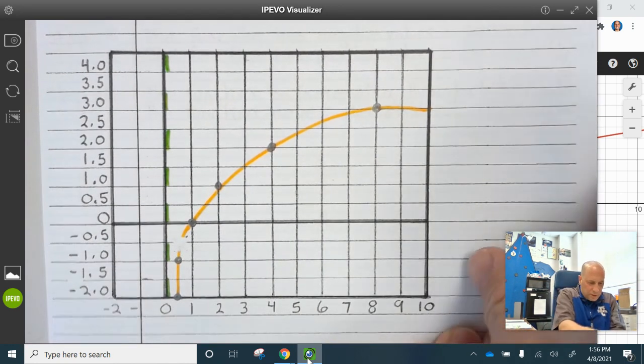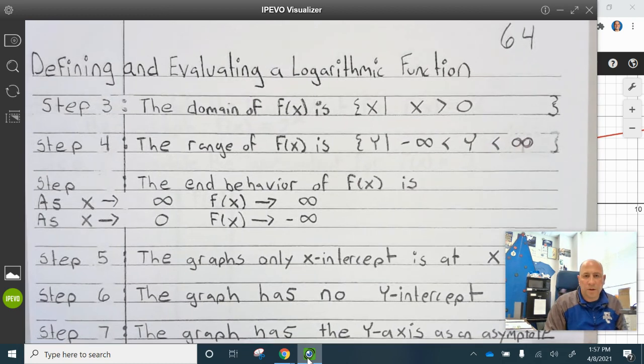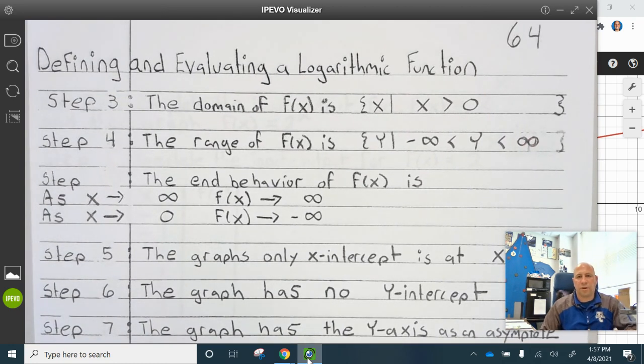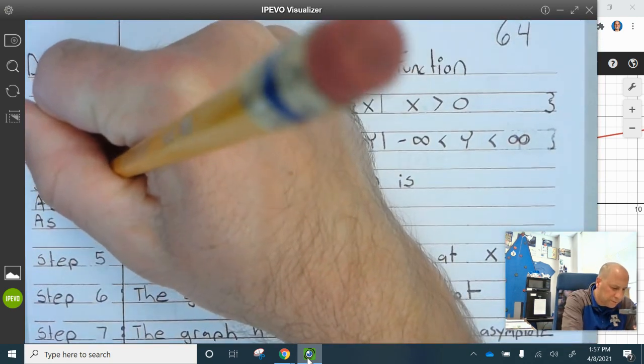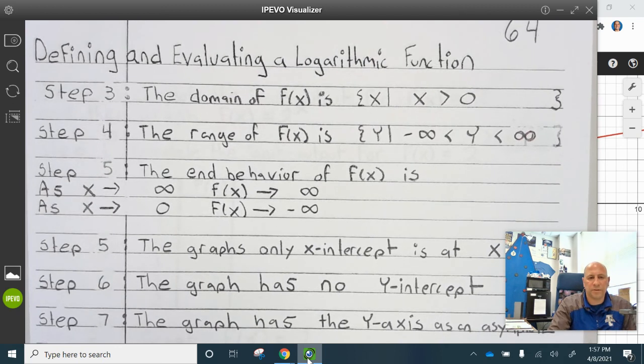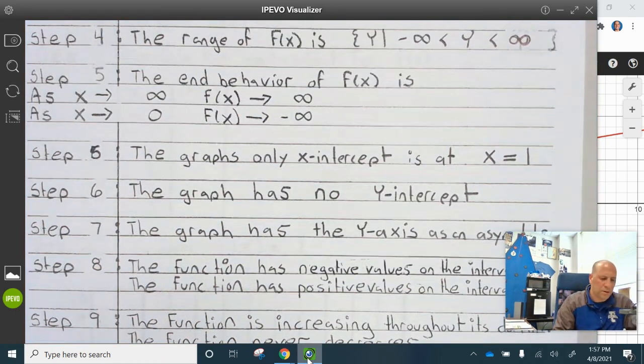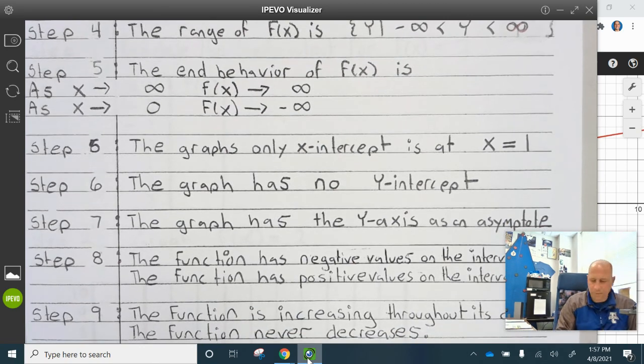All right, now let's take a look at step 3. The domain of f of x is x such that x is greater than 0. Step 4, the range of f of x is y such that negative infinity is less than y, less than infinity. Step 5, the end behavior of f of x is as x approaches infinity, f of x approaches infinity. As x approaches 0, f of x approaches negative infinity. Step 6, the graph's only x-intercept is at x equals 1.